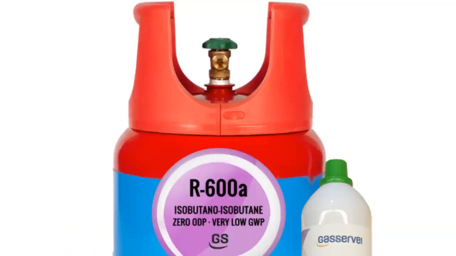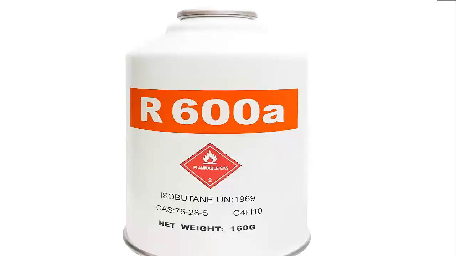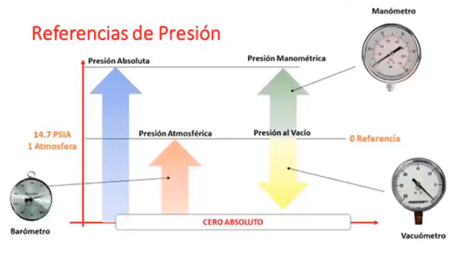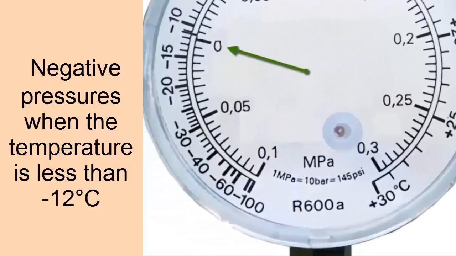On the screen we have a pressure gauge specially designed to work with R600a refrigerant gas. Remember that this gas works with quite low pressures compared to other refrigerants. The pressure values for R600a are values below atmospheric pressure. As the values of the manometer are calibrated to mark 0 when it is exposed to the pressure of the environment, the pressures that R600a will have are negative because it has a pressure below the atmosphere.